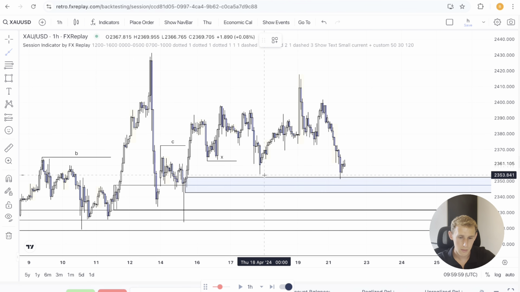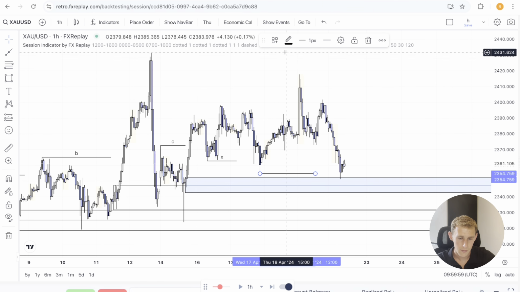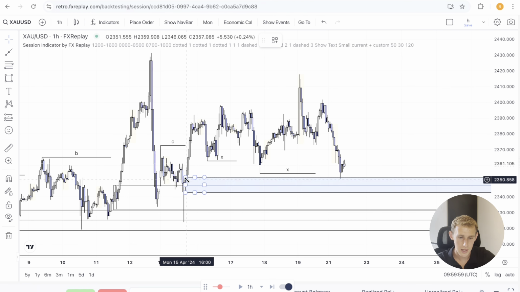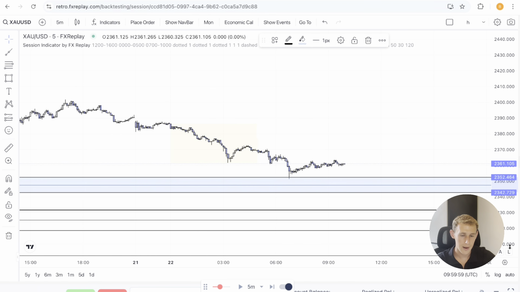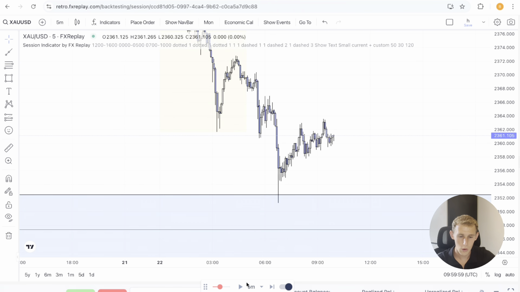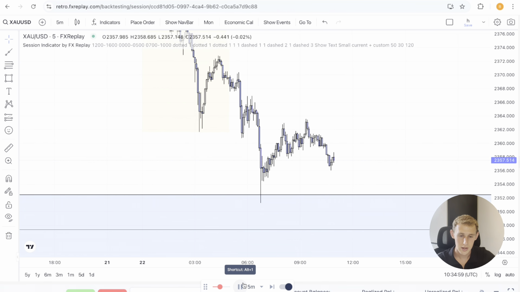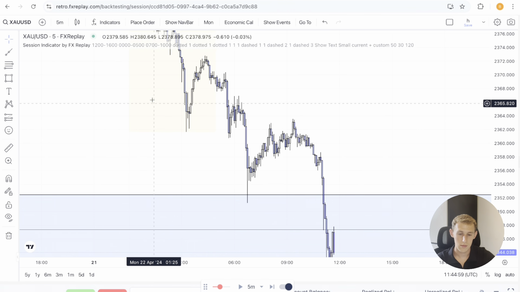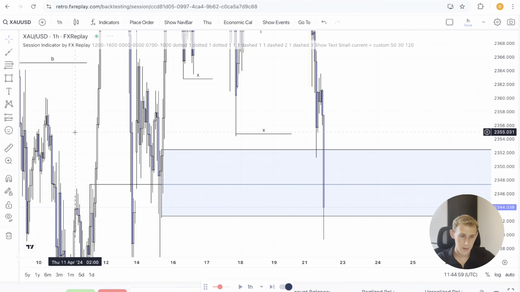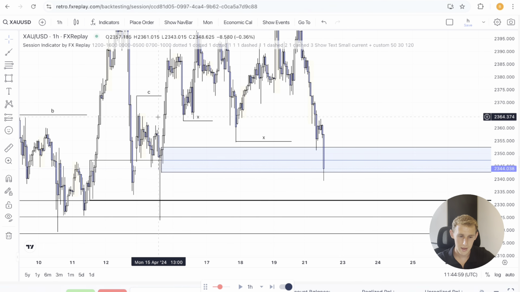Right, there we go. So price has now grabbed that low back into the demand. Let's see if we can get an entry here, or whether price just wants to continue lower. Yeah, okay, so price is just continuing lower in this case. No entry there.